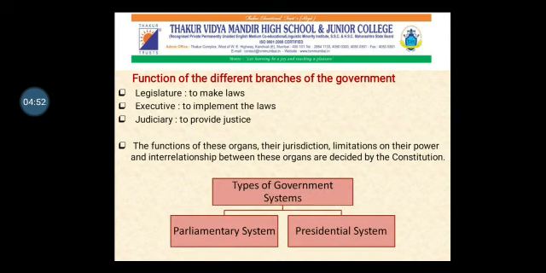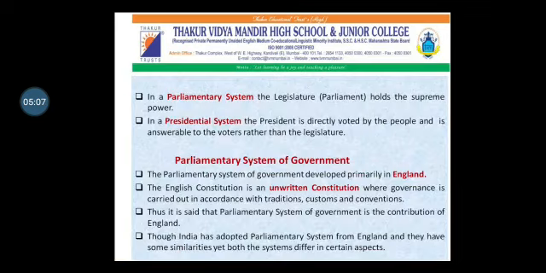Now we will study the types of government system. There are different types of government systems in the world, but we will study two main systems. The first one is the parliamentary system, and the second one is the presidential system of government. In a parliamentary system, the legislature or the parliament holds the supreme power. In a presidential system, the president is directly voted by the people and is answerable to those people or voters rather than the legislature.